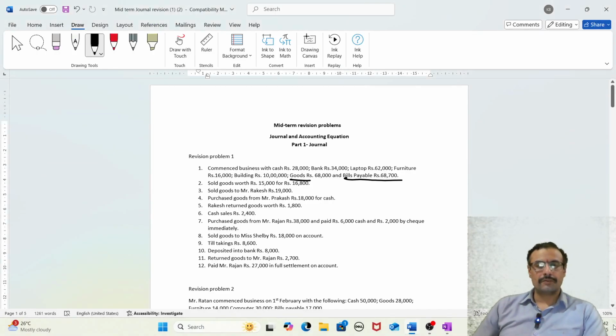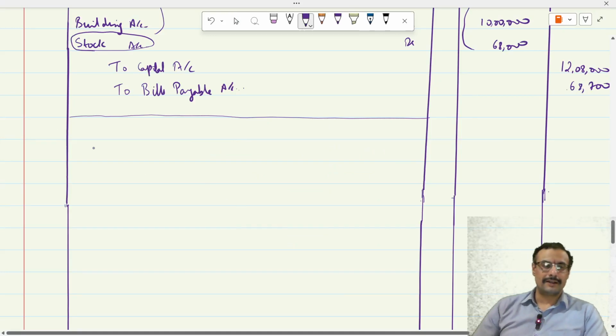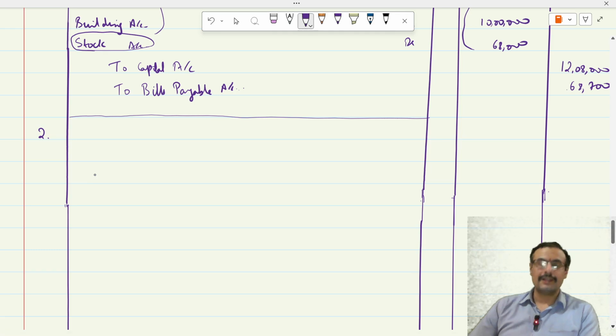Sold goods worth rupees 15,000 for rupees 16,800. Remember, we had discussed this one. We do not record the profit or loss on sale. In totality, we record the value of the transaction. We do not measure the profit or loss in it, especially for goods. Now, since they have told it was sold for 16,800, do not bifurcate it.